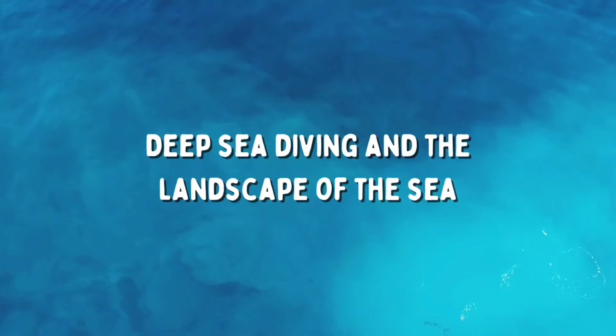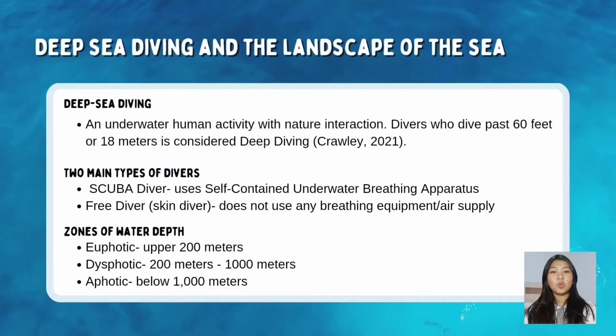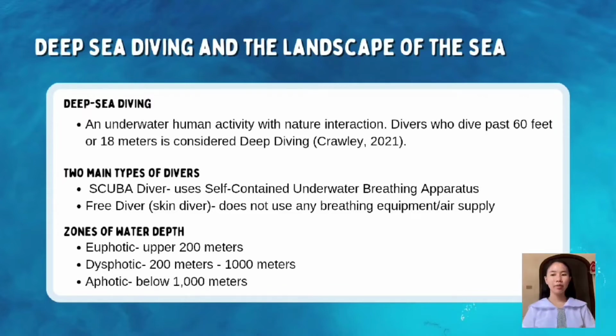Deep sea diving and the landscape of the sea. What is deep sea diving? Deep sea diving is an underwater human activity that interacts with nature. According to Crowley 2021, divers who dive past 60 feet or 18 meters are considered deep diving, wherein only those with professional training are allowed by the authority, as divers become much more vulnerable to hazard and risk as they go underwater. The two main types of divers are the scuba diver and the free diver.